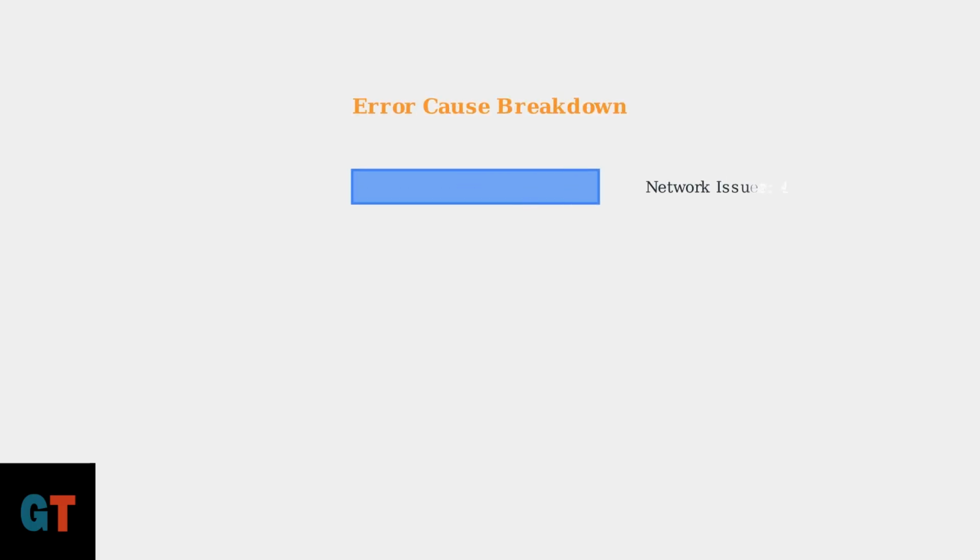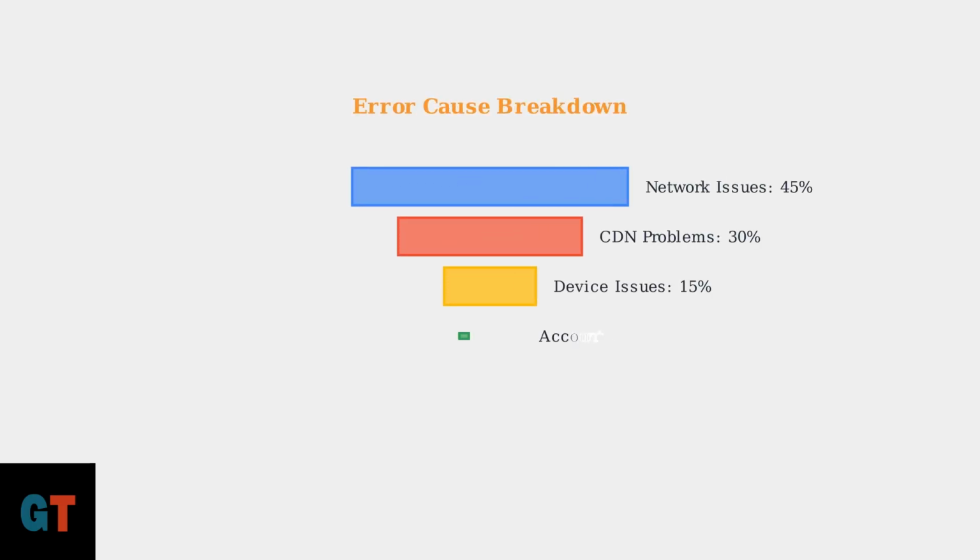Streaming specialists have identified the root causes of P-3 errors. Network issues account for 45% of cases, CDN server problems cause 30%, device or browser compatibility issues represent 15%, and account or regional restrictions make up the remaining 10%.